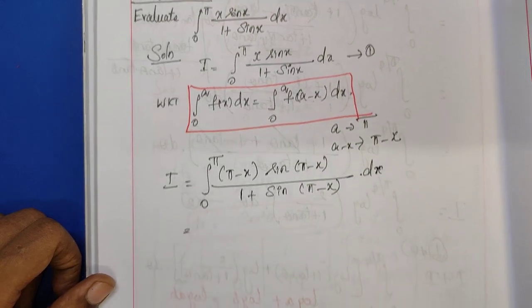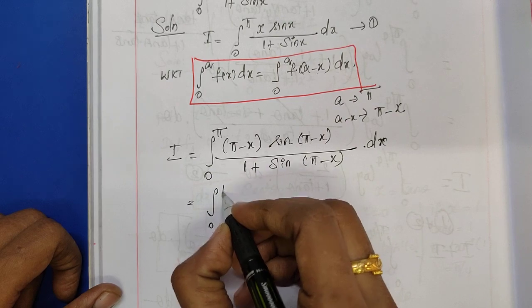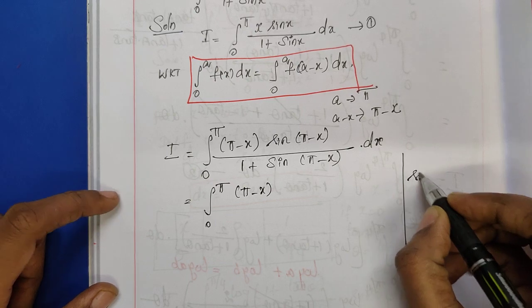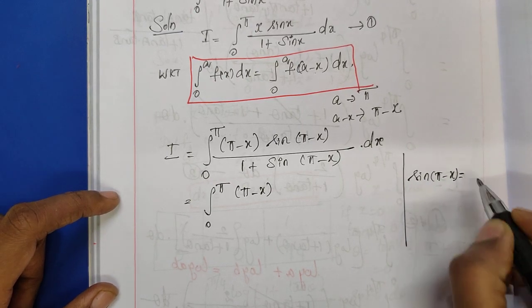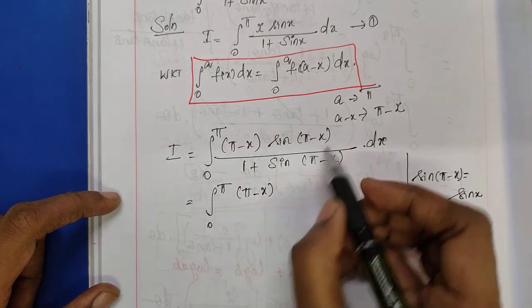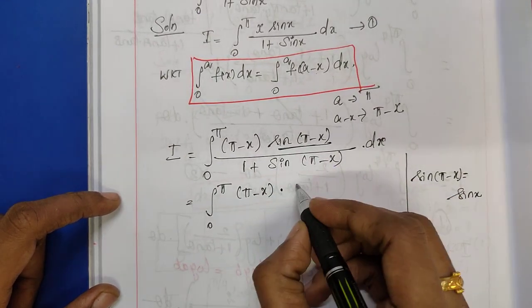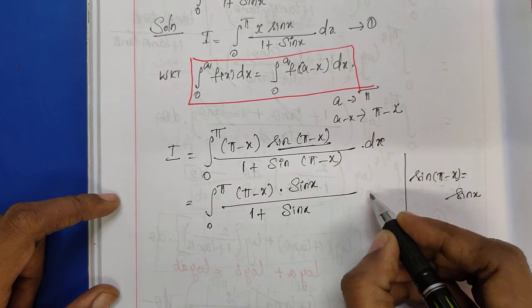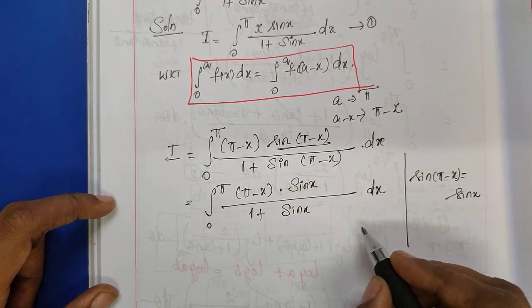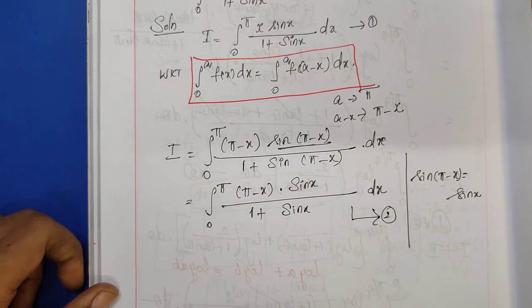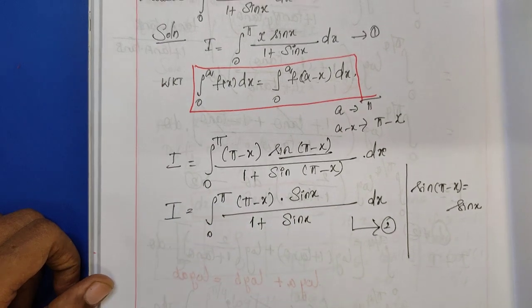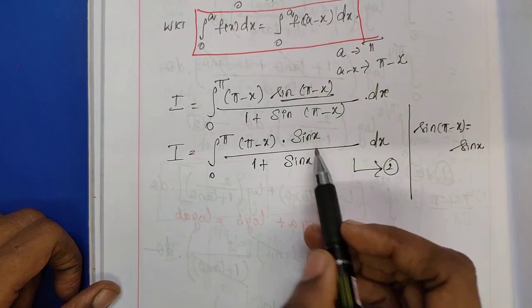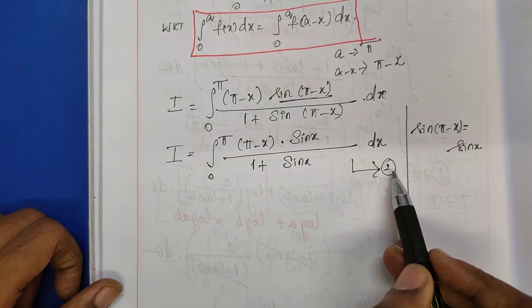This is equal to the integral from 0 to pi of pi minus x. We know that sin of pi minus x equals sin x. Therefore, for that term we can substitute sin x divided by 1 plus sin x dx. Note that this is equation number 2. So, before applying the property, our I is equation 1. After applying the property, our I is equation 2.